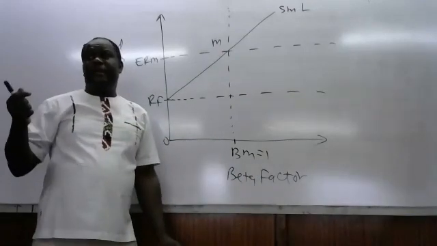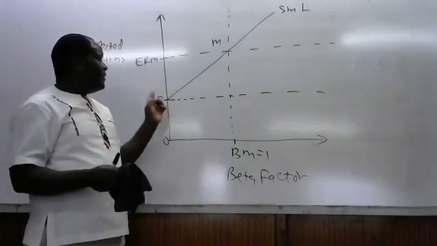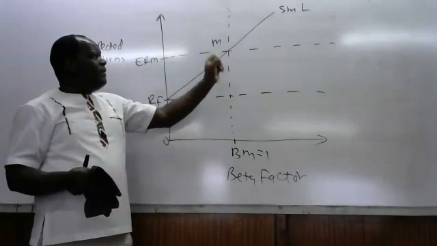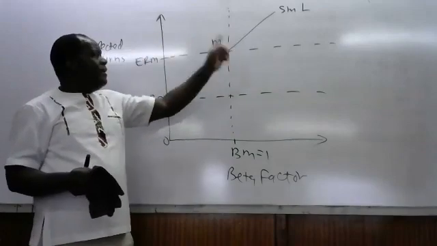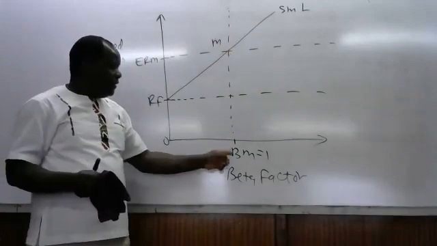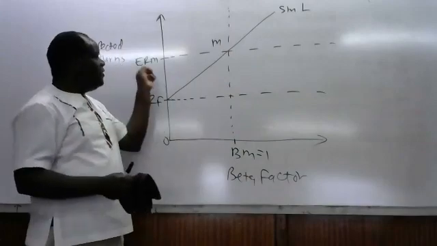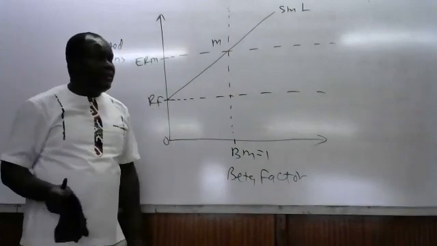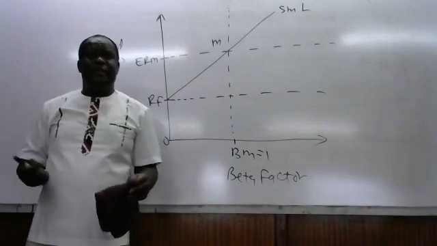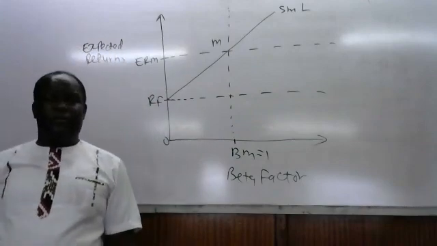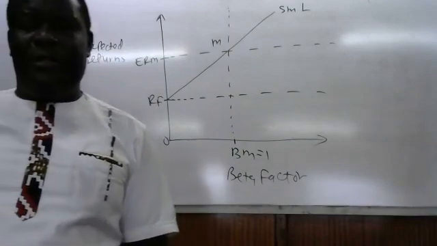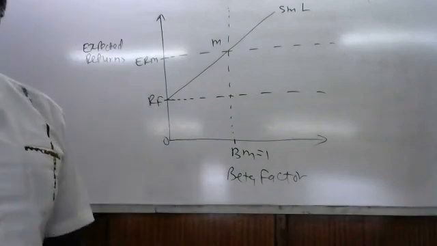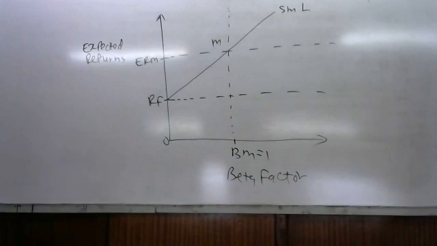So the security market line will originate from the risk-free rate and go through the market in that order. To identify the market, you use the beta for the market and the expected return for the market. Now, the risk-free rate is the minimum interest that is normally charged by the government on its securities. So our security market line originates from the risk-free rate and passes through the market.